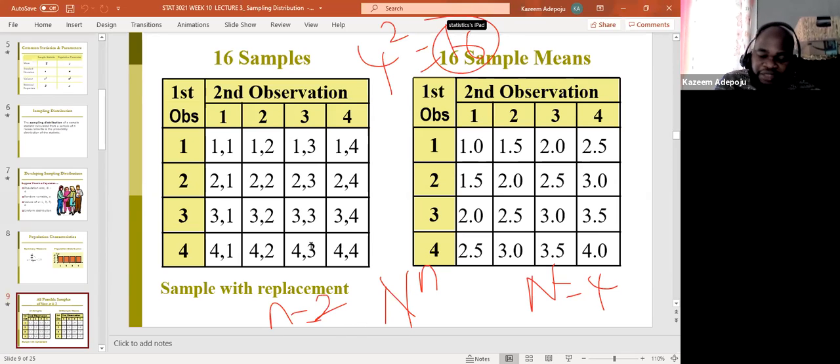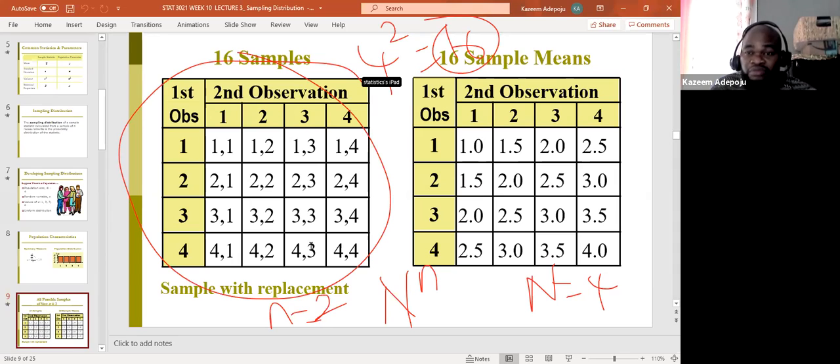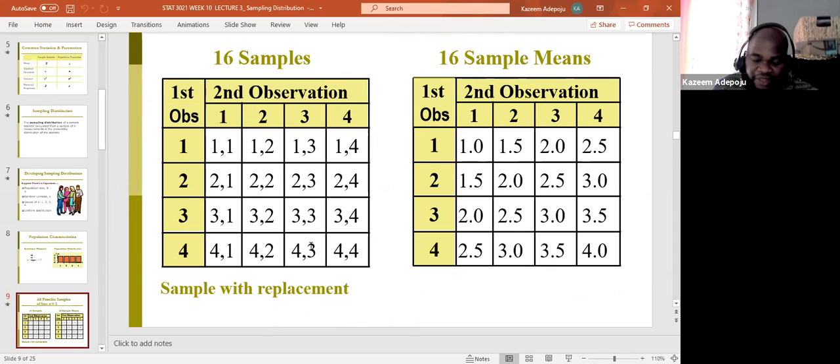Okay, and that is the reason why I have this combination. Can you see that now? So that is why I actually have that. Now the next thing I'm going to do, I need to find the pairs of mean.